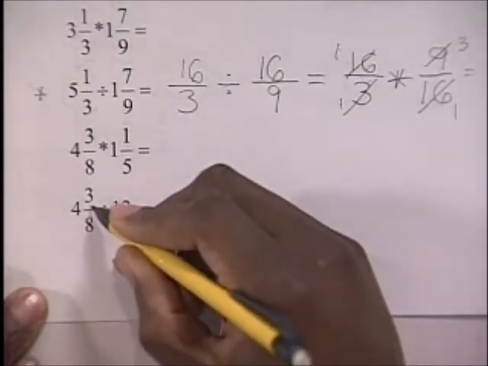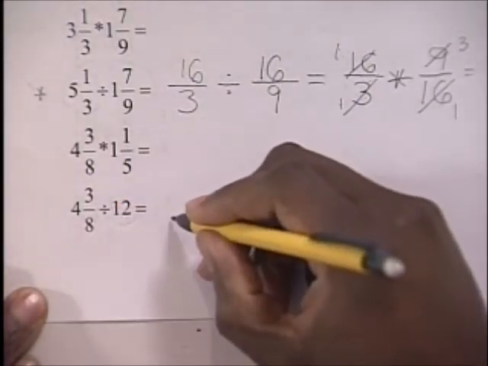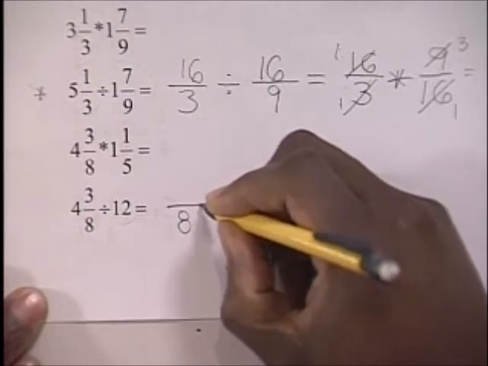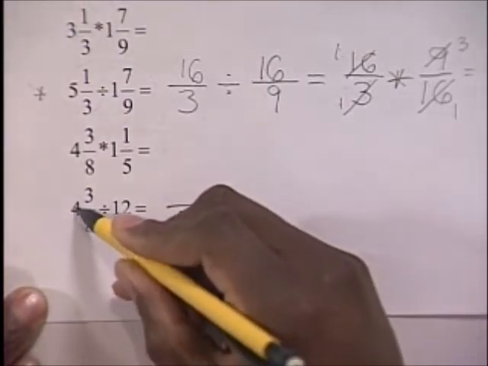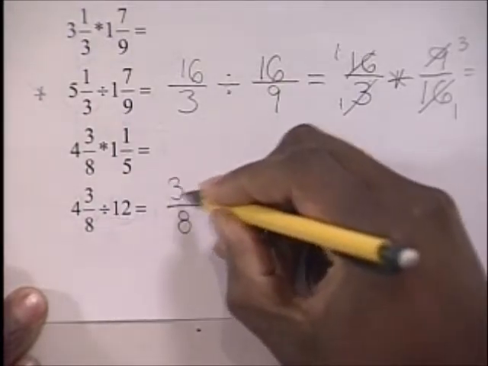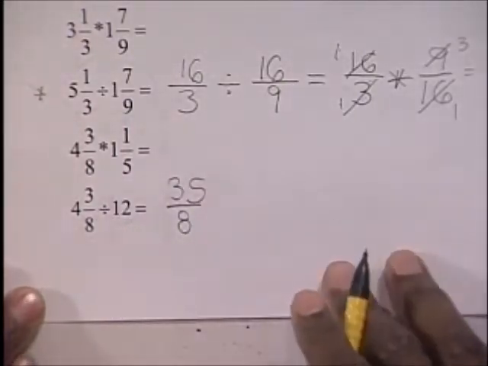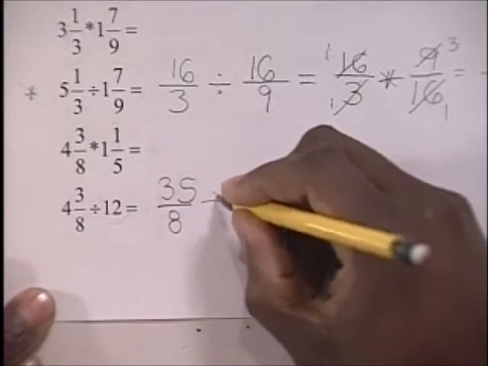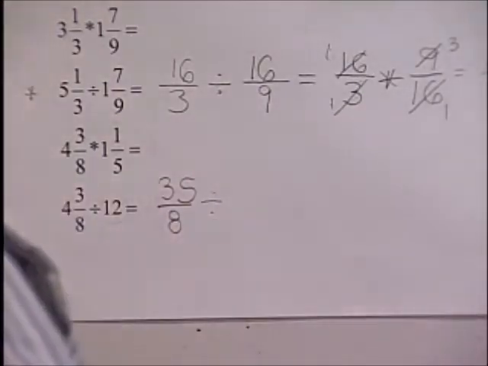You could rewrite 4 3/8. You keep the denominator the same, 8. You multiply 8 times 4, which is 32. You add the 3 to get 35. 35 divided by 12. You have to have another way of writing 12.